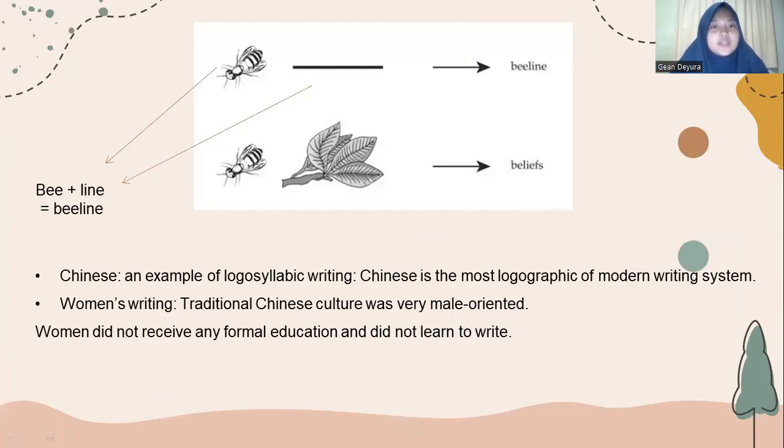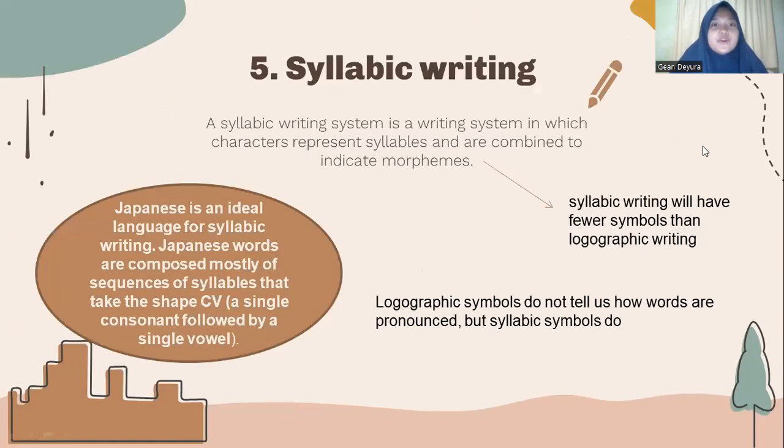For example, Chinese is an example of logosyllabic writing. Chinese is the most logographic of modern writing systems. However, it also employs syllabic symbols and, recently, alphabetic symbols. Next, we are going to talk about syllabic writing, the fifth part, the last part of mine.